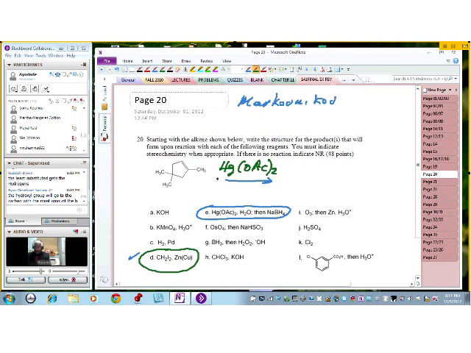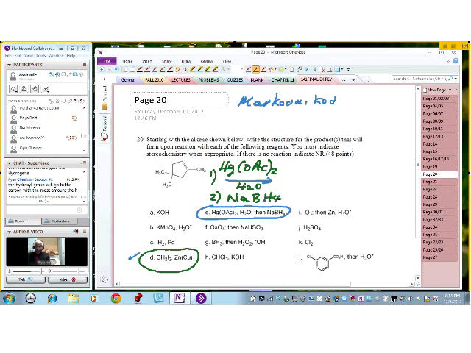This reaction occurs in two steps. Okay, of course, mercuric acetate in the presence of water. And then you follow that up with sodium borohydride.